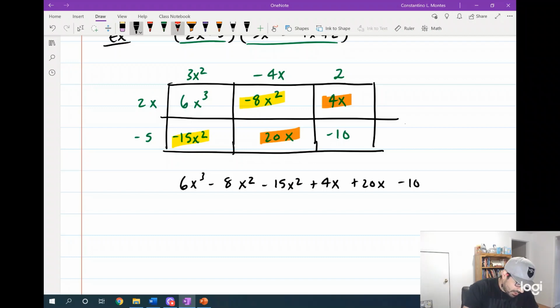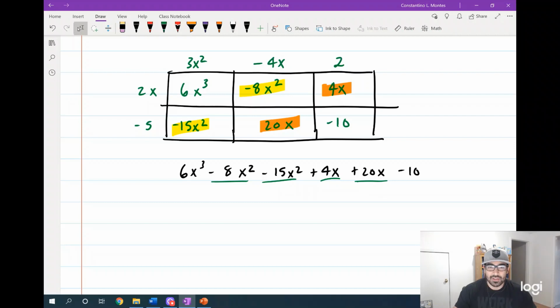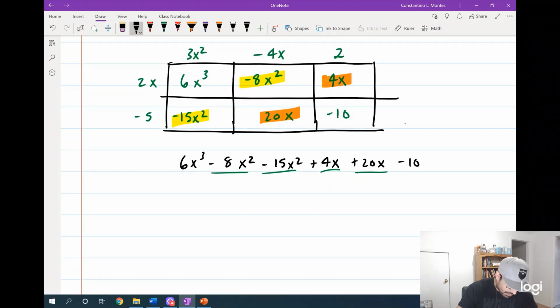Now, what you're going to discover is that as you do these problems, you might start doing some of this simple addition of like terms in your head, and that's okay. You don't have to show that step every single time. But for now, it's nice because you guys are learning this model. So we have 6x cubed. We got negative 8x squared minus 15x squared. So let's see, that's negative 23x squared. Sometimes I add things wrong, so if I do, just fix it. Plus 24x.